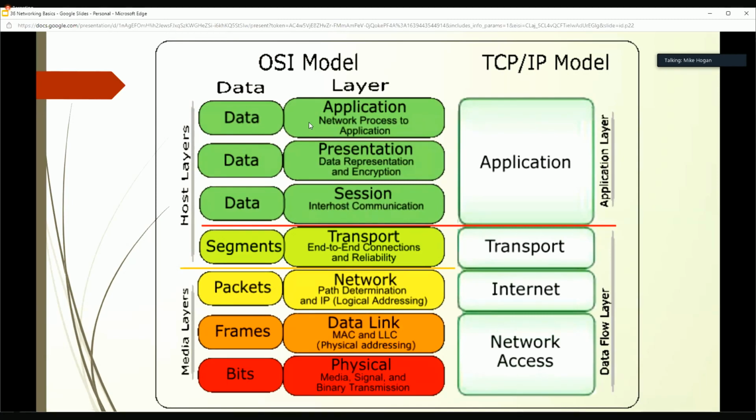Now, if you notice, just by looking at the top and the bottom, here we are, network process to application. So this is basically closest to the end user. And then down here we have our media, our signal, binary transmission, the actual media connection, whatever cable it may be, or wireless. So you can see we're going from the user, encapsulating this information layer by layer, and then we're going to send it over the physical medium as bits, and it's going to go to some destination, right?